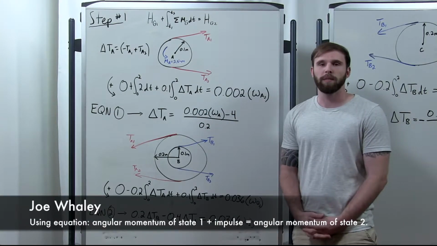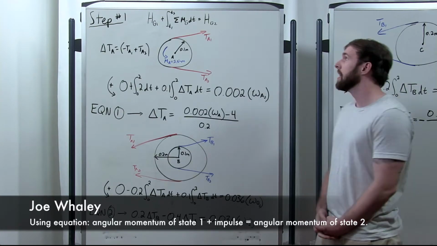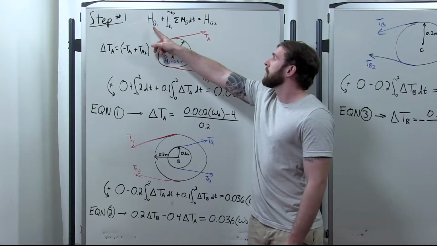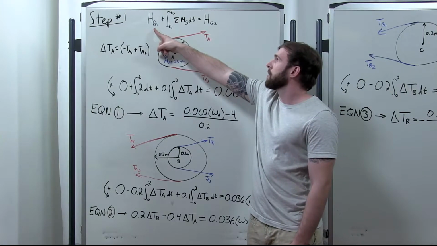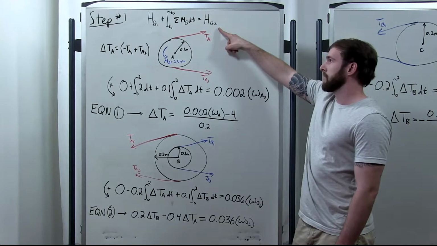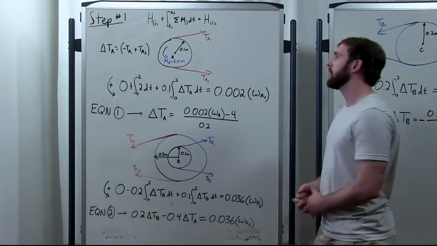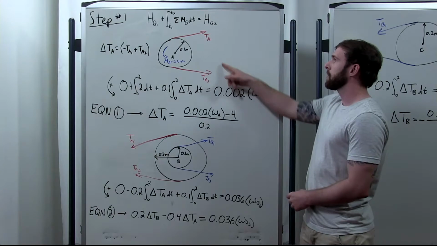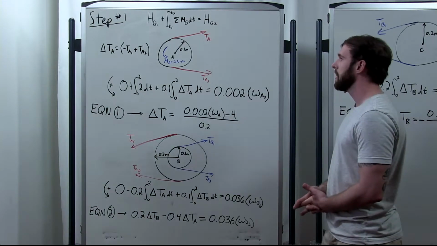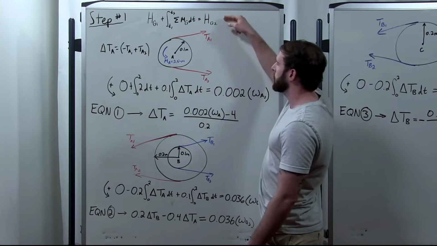Okay, for this dynamics problem, we're going to solve it by using the method of angular momentum and impulse. Here we have our equation of angular momentum and impulse. We have our angular momentum of state 1 plus our impulse is equal to the angular momentum of state 2. To start off, we drew our free body diagram of pulley A with our tensions and our constant moment of 2 Newton meters.